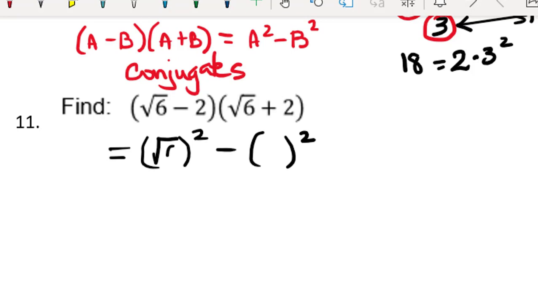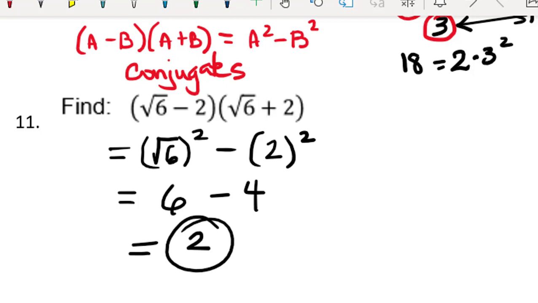In this case, that would be square root of 6 squared minus 2 squared. Square root of 6 squared, the square root reverses the squared and we're left with just the 6, minus 2 squared, which is 4. 6 minus 4 is 2, and we're done.